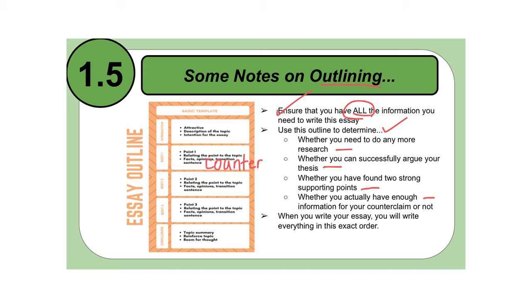And the reason why we're showing you this graphic over here is that when you write your essay, you are going to write it in this exact order. It is a standard 5-paragraph essay. You will start out with your introduction paragraph. Your first body paragraph is your counterclaim paragraph, followed by 2 supporting point paragraphs and a concluding paragraph.